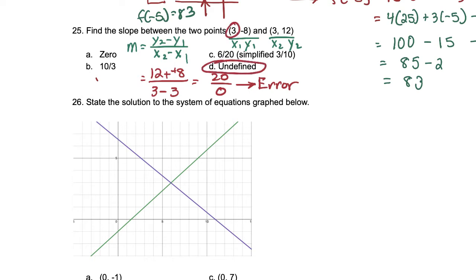And if we'd noticed here, our x's were exactly the same. They were both 3. And so this line would have to be a vertical line, and vertical lines have a slope that is undefined.